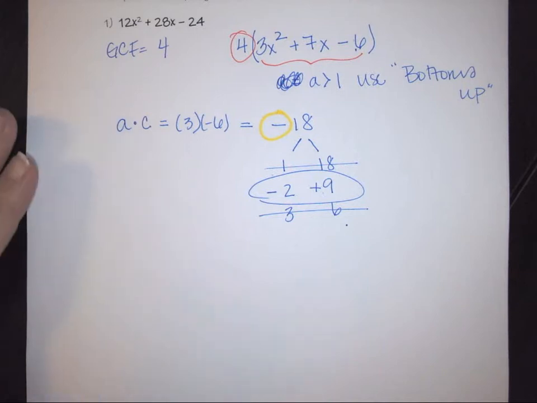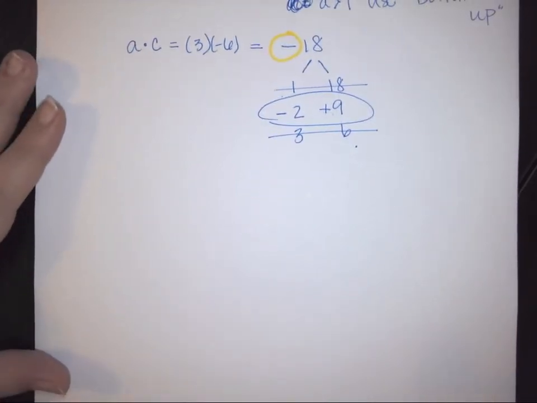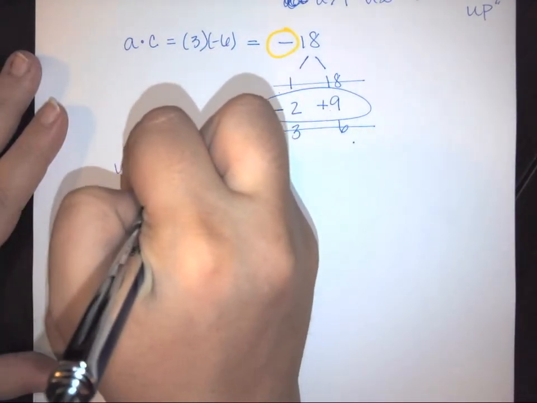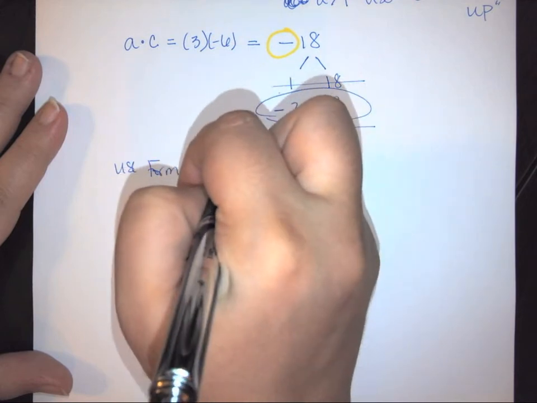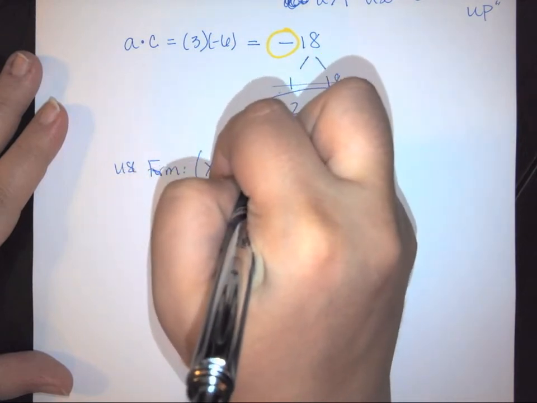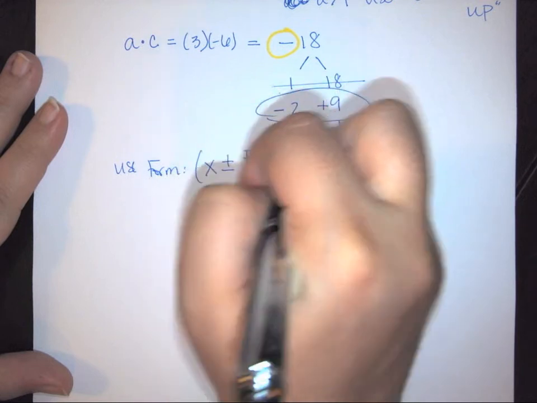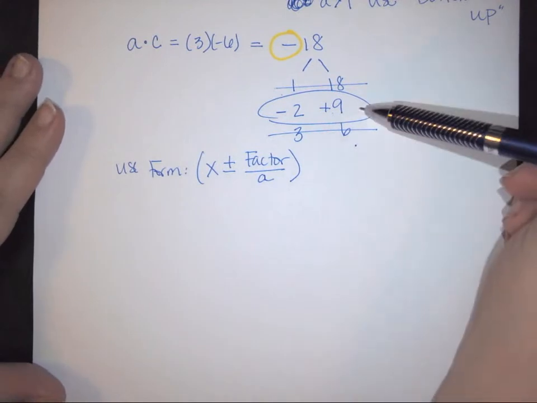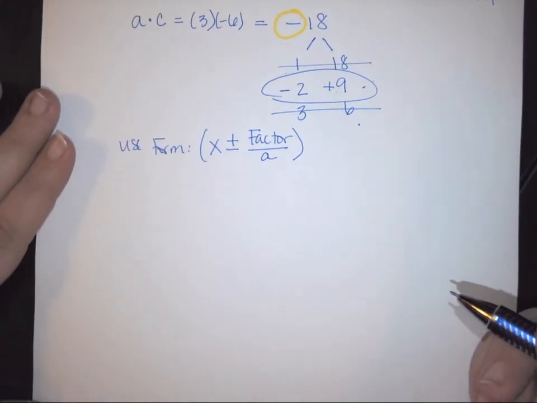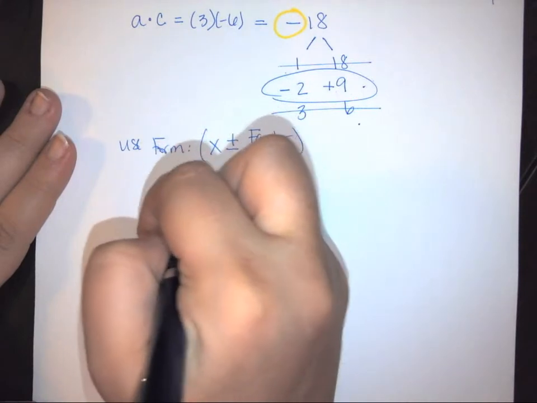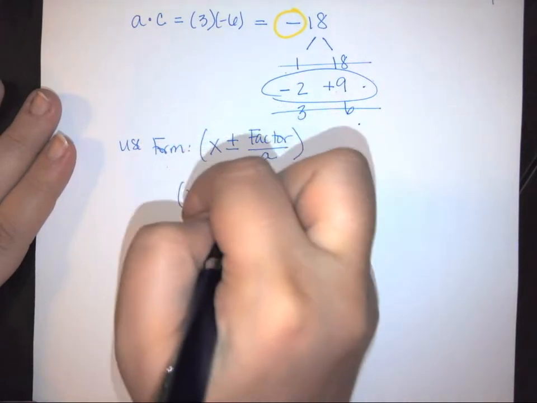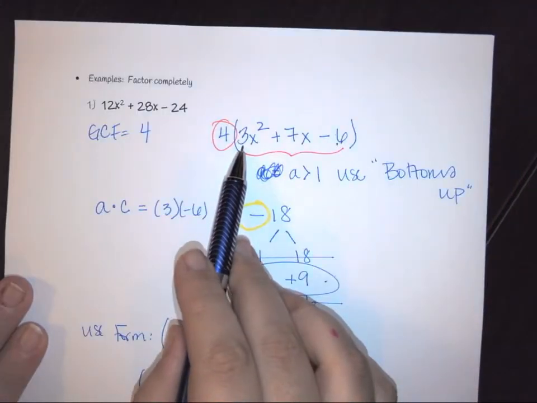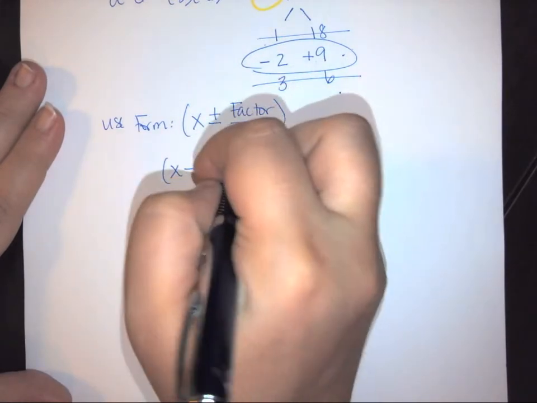Once you identify your factor pair, you need to set it up into your form. So you want to use the form x plus or minus, and then it is your factor divided by your a term. And so you want to set that up for both. So when we look at this, my factors are negative 2 and positive 9. So I am actually going to have x, and then I'm going to have minus 2 over, and my a term is still a 3. So this is 2 over 3.